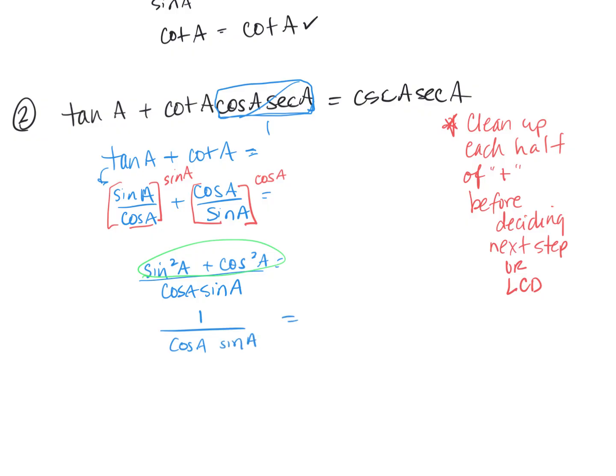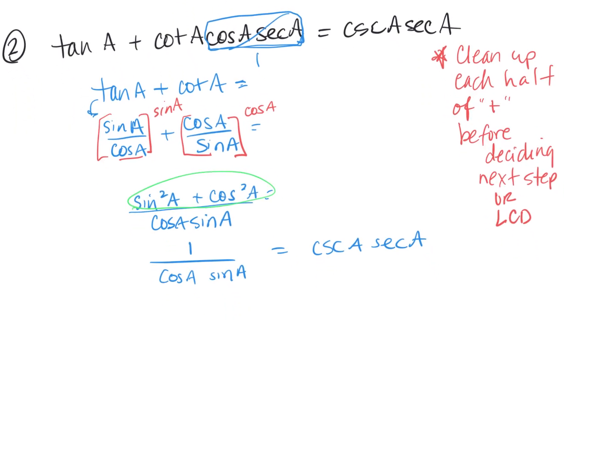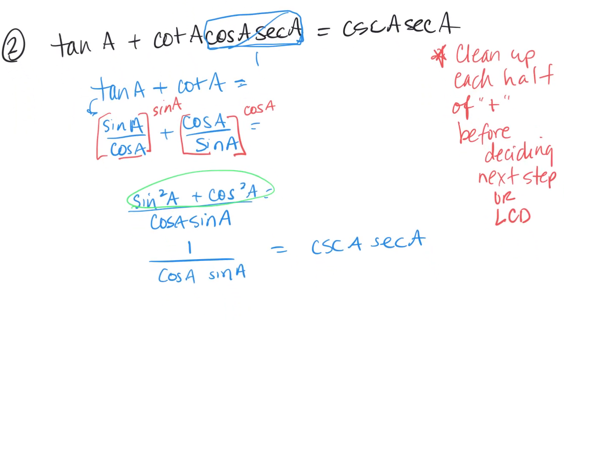Okay, but remember our goal. We're trying to get cosecant of A times secant of A. So we're not there yet. However, I can split up this guy. Sometimes splitting up a fraction is helpful because look what happens. I can rewrite it like this: 1 over cosine A times 1 over sine A.